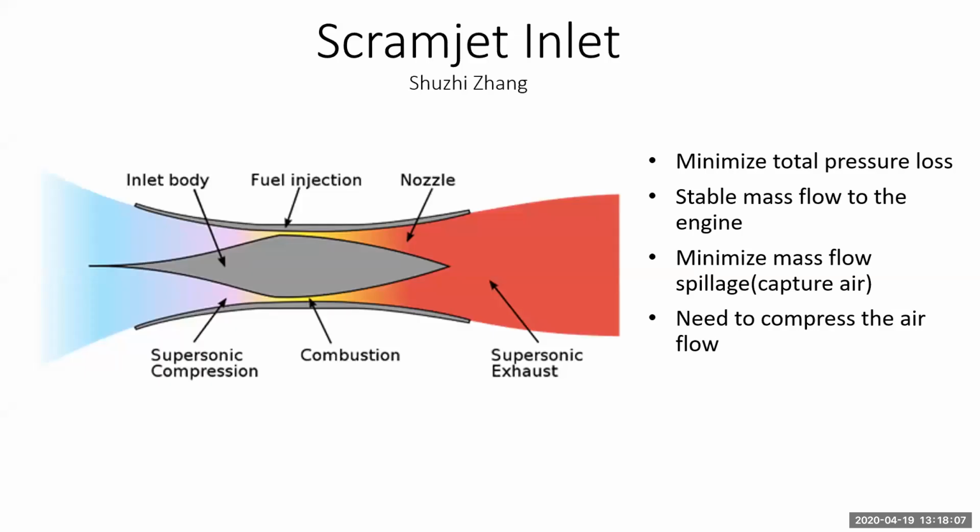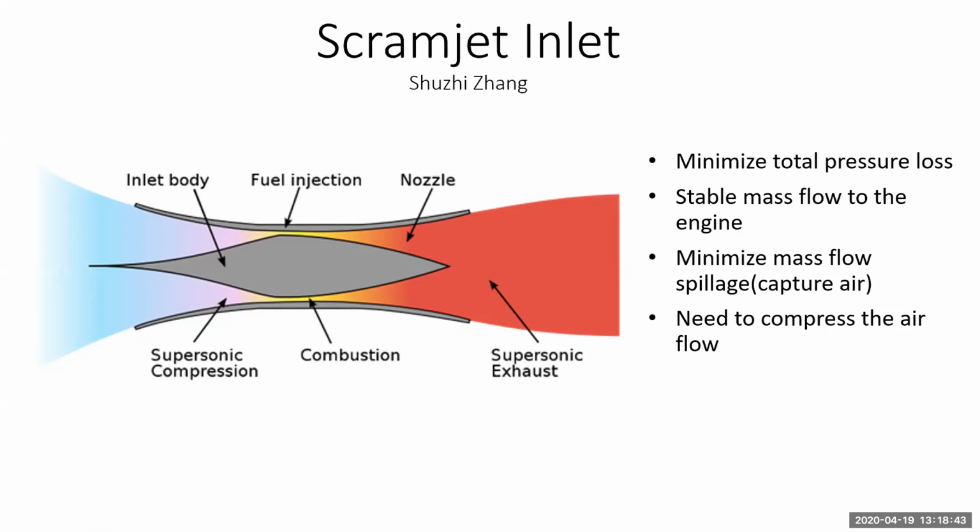So here I will be introducing the Scramjet Inlet, and just like other kinds of inlets, the Scramjet Inlet also aims to minimize total pressure loss, stabilize the mass flow to the engine, and minimize mass flow spillage, which means it captures as much of the airflow as possible. And specifically for a scramjet engine inlet, you need to compress the airflow because there is no compressor in the scramjet.